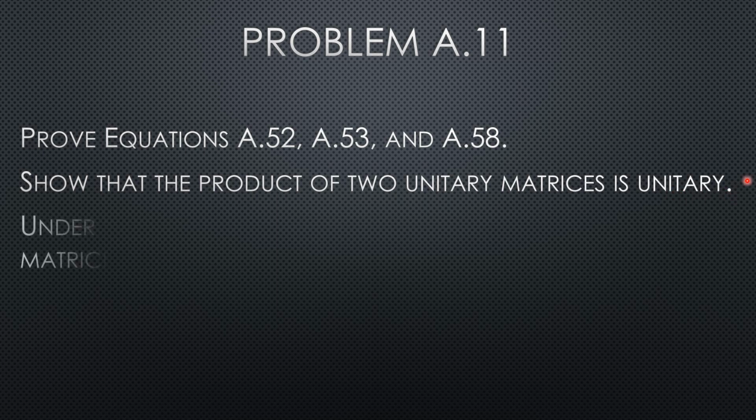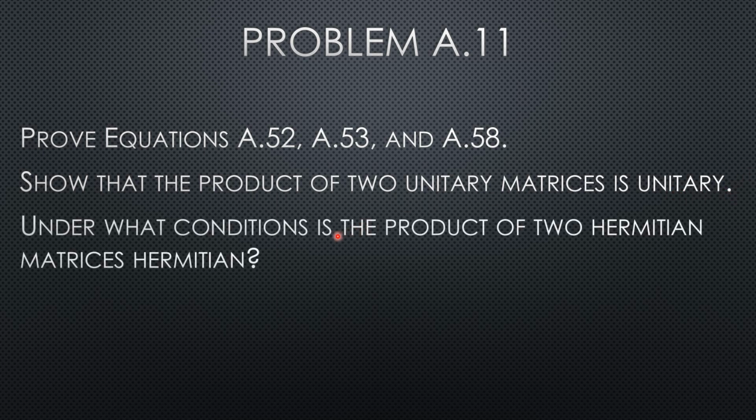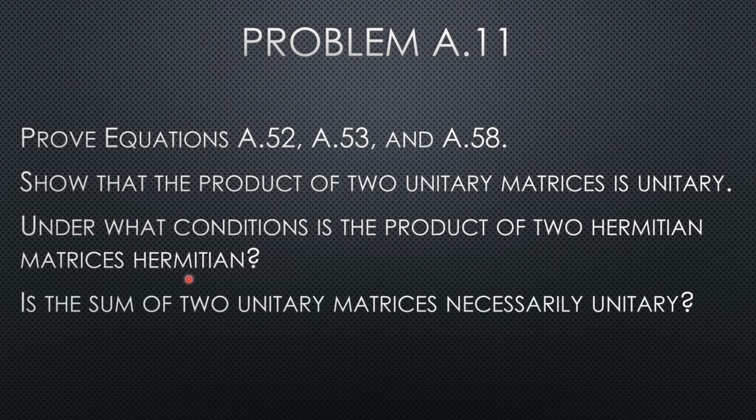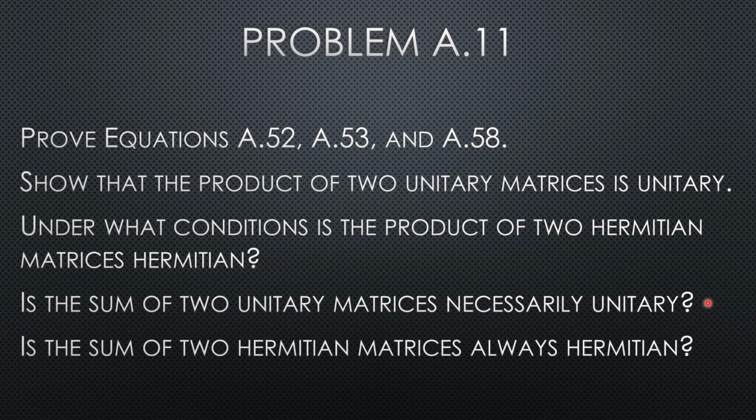Interesting and very valuable. Under what conditions is the product of two Hermitian matrices Hermitian? C, or I guess this is D, is the sum of two unitary matrices necessarily unitary? Interesting question. What do you think? And then the last part, is the sum of two Hermitian matrices always Hermitian?